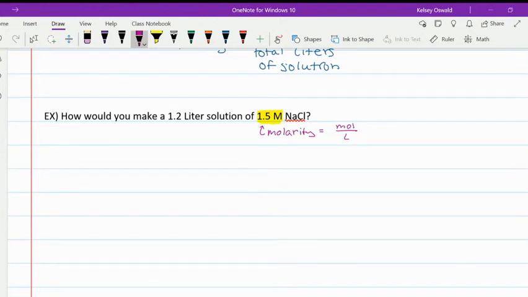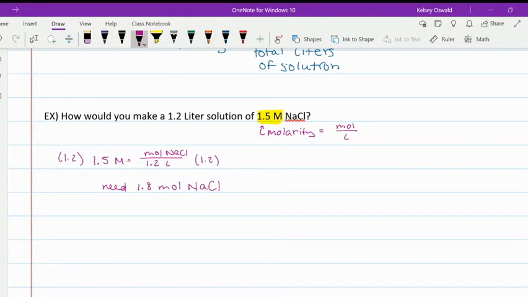So what we'll do is we'll plug our values into our equation. So we'll set our 1.5 molar equal to moles of solute, the moles of our NaCl, over our volume of 1.2 liters. We'll multiply each side by 1.2 to get moles by itself. And when we do that, we'll find that we would need to add 1.8 moles of NaCl.